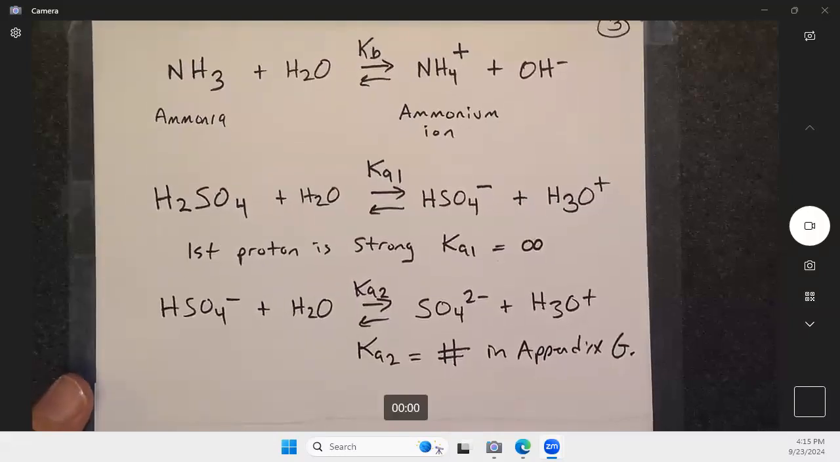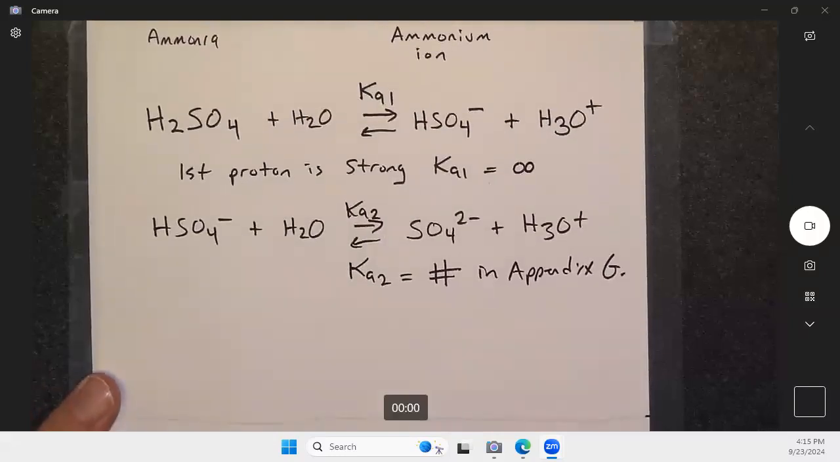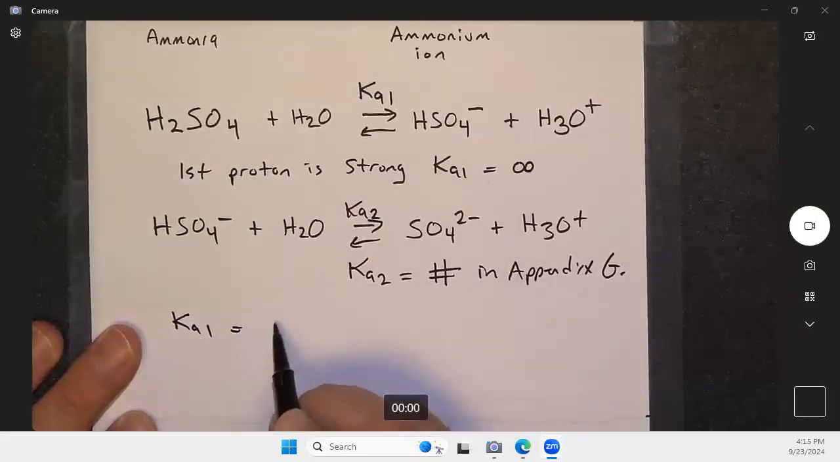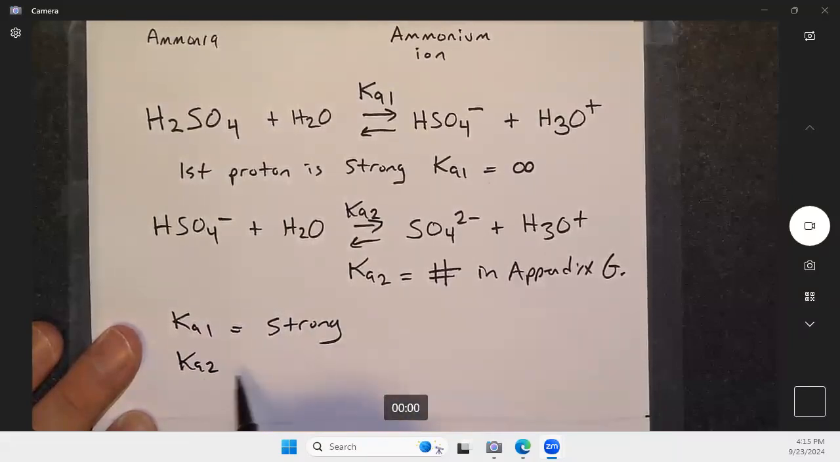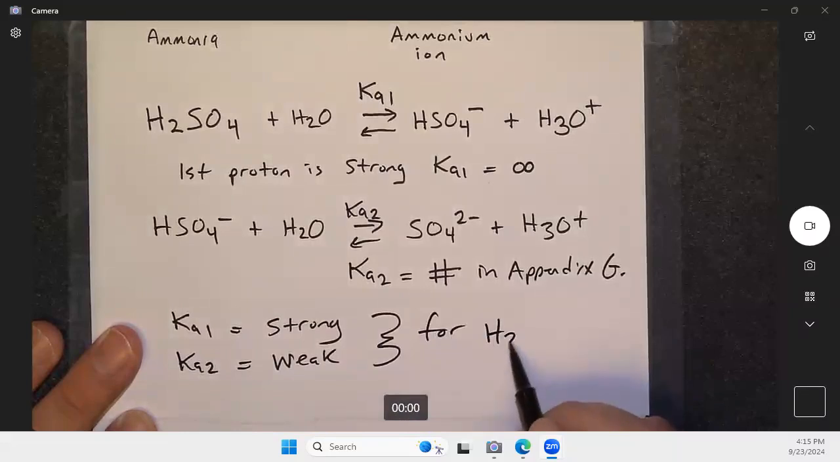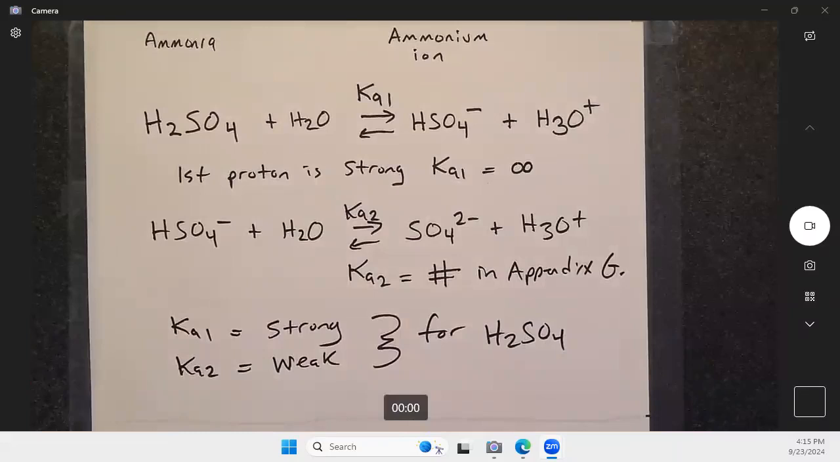So just remember that Ka1 is strong, right? Ka2 is weak. Not for every acid, but for H2SO4. So it's kind of an anomaly. First one's strong, second one's weak.